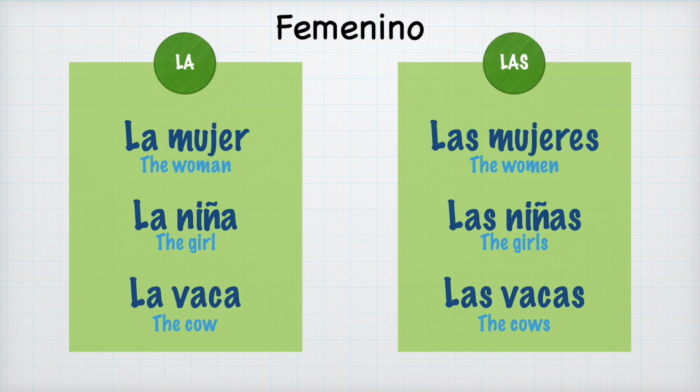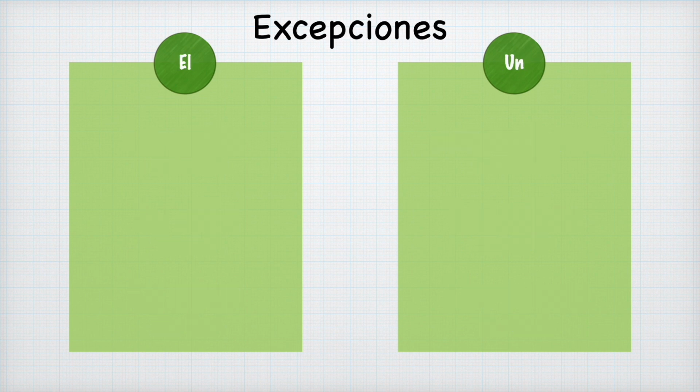And we see the same thing here with the feminine nouns as we saw with the masculine nouns. We're going to change the article from la to las, and we're also going to change the noun from singular to plural. There are a few exceptions with some feminine nouns in singular form. If the noun starts with the letter A or HA and the stress is on the first syllable, we have to use el or un for the singular form. In plural form, we'll use las.